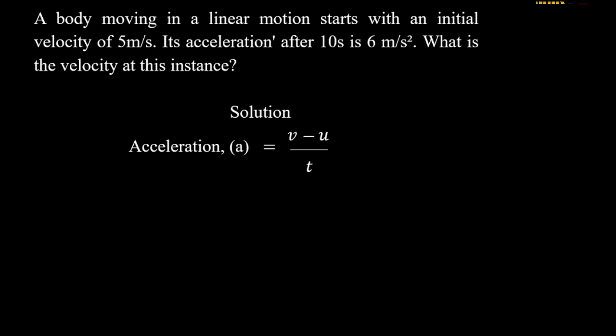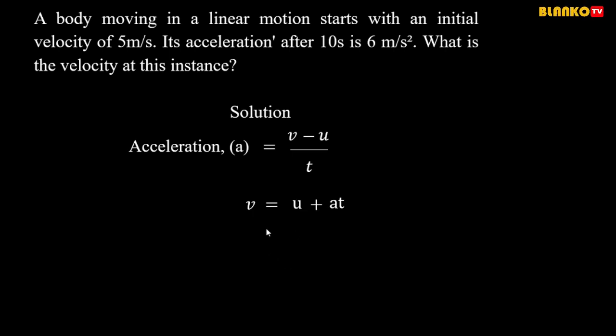All right, so we are going to solve for the final velocity, which is V. What we do is transpose the formula, that is A equals V minus U over T, to make V the subject. I hope you understand. So V is equal to U plus AT. Let's substitute the values.